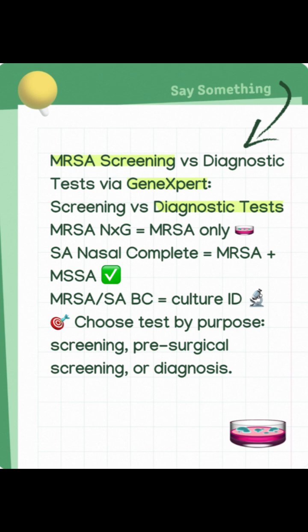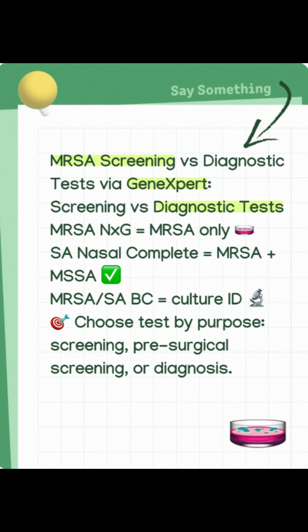So we have diagnostic tests. I'm not going to talk about the diagnostics, which is the last option in this picture. I'm going to mainly talk about screening because I'm into preventative care today, answering the question, because I was asked which test to use for screening. So we have two tests. One is MRSA Next Generation. As you can see, it identifies just MRSA. The second one is SA Nasal Complete. These identify both MRSA and MSSA. So MRSA is methicillin-resistant Staphylococcus aureus, right? MSSA is methicillin-sensitive Staphylococcus aureus.